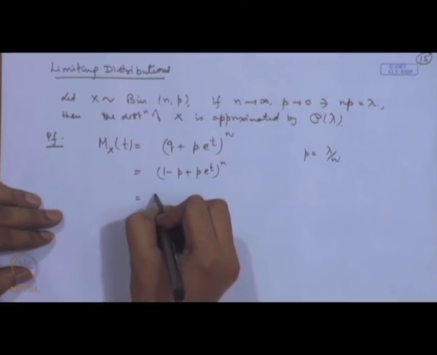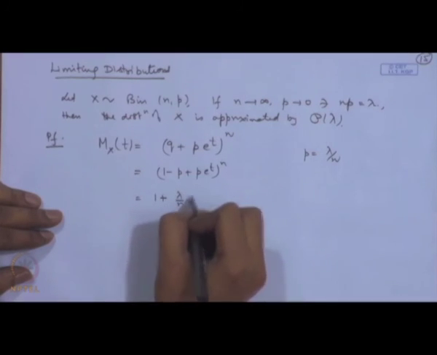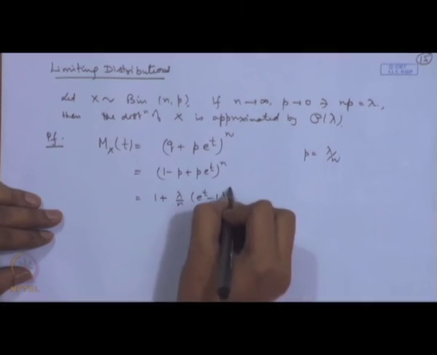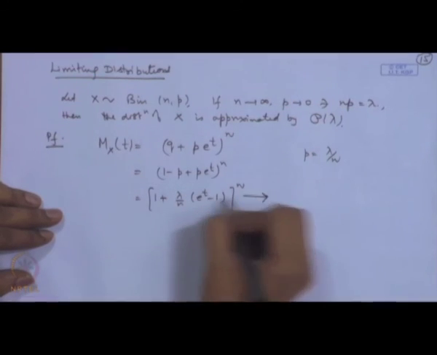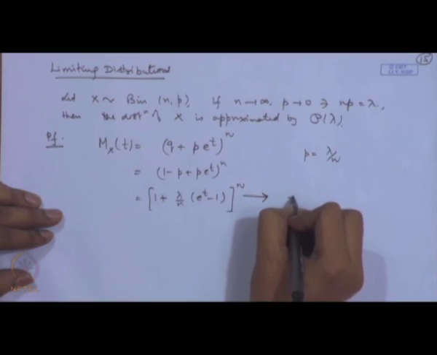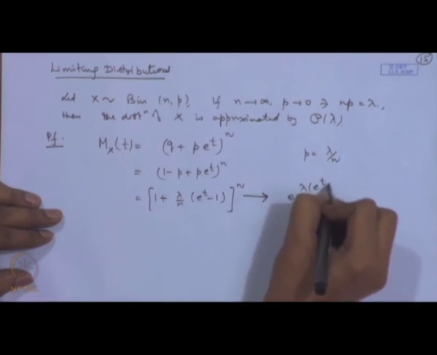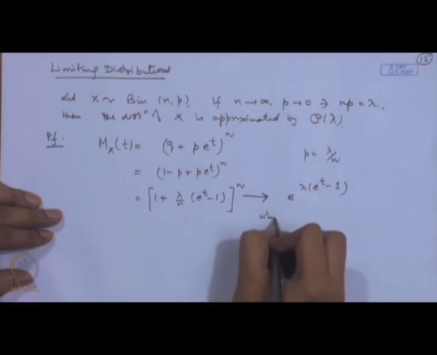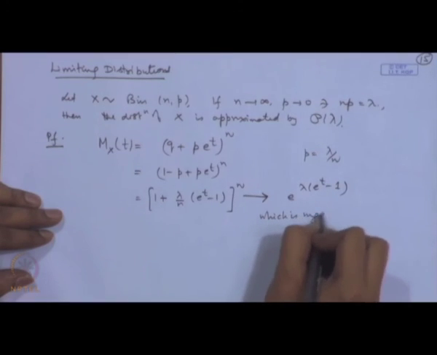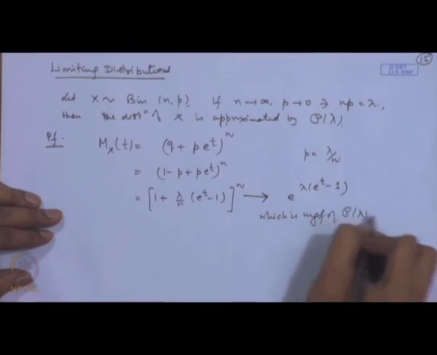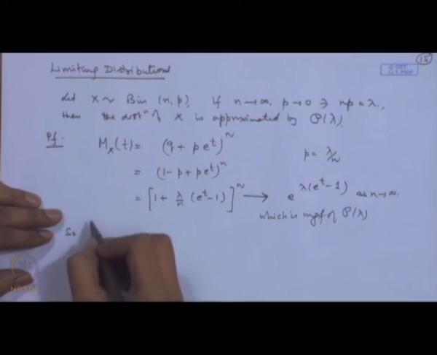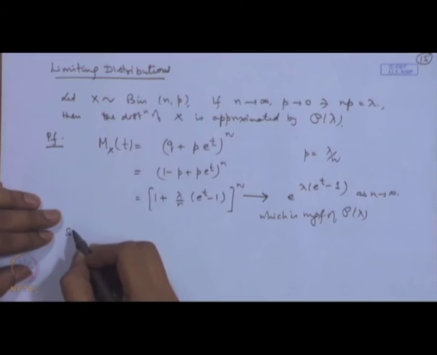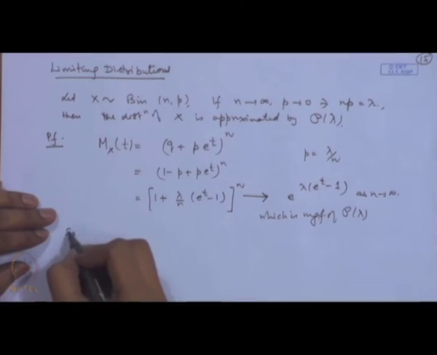So, this becomes (1 plus lambda by n (e to the power t minus 1)) whole to the power n. Here if I take the limit as n tends to infinity, this will go to e to the power lambda (e to the power t minus 1), which is the MGF of Poisson lambda distribution. This is as n tends to infinity. So, the distribution is approximated by Poisson lambda.